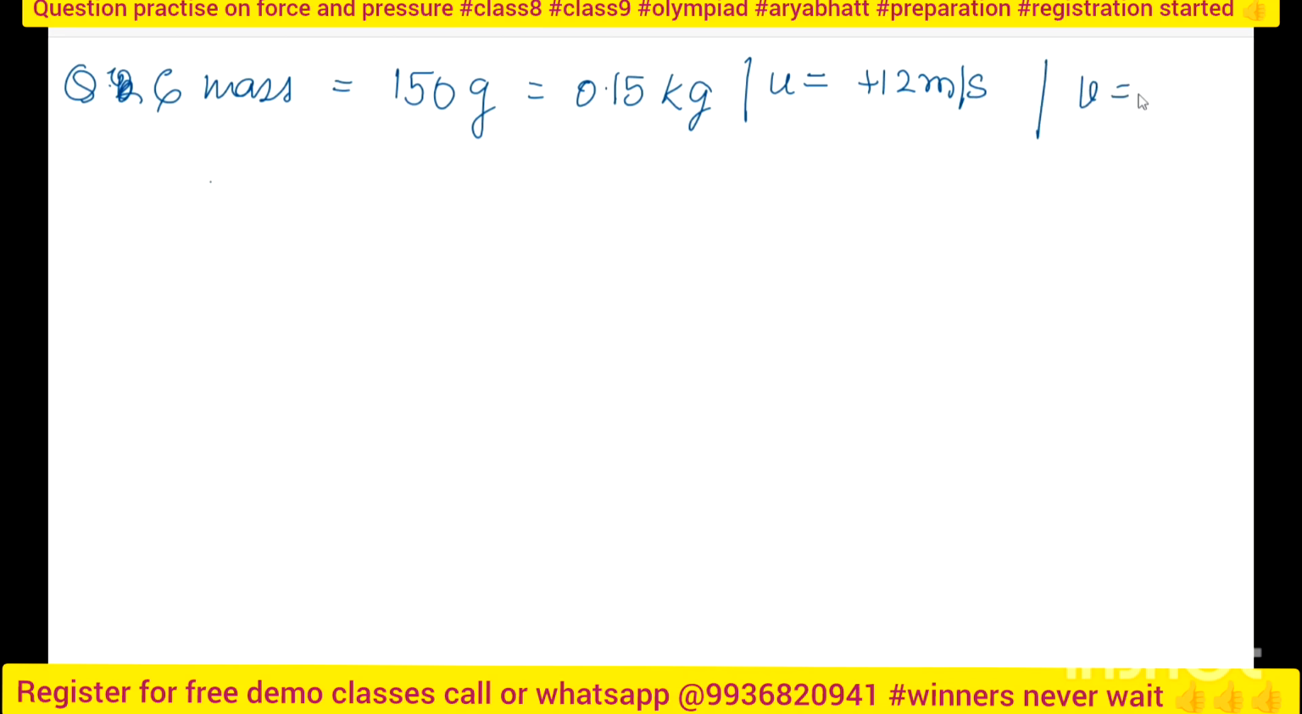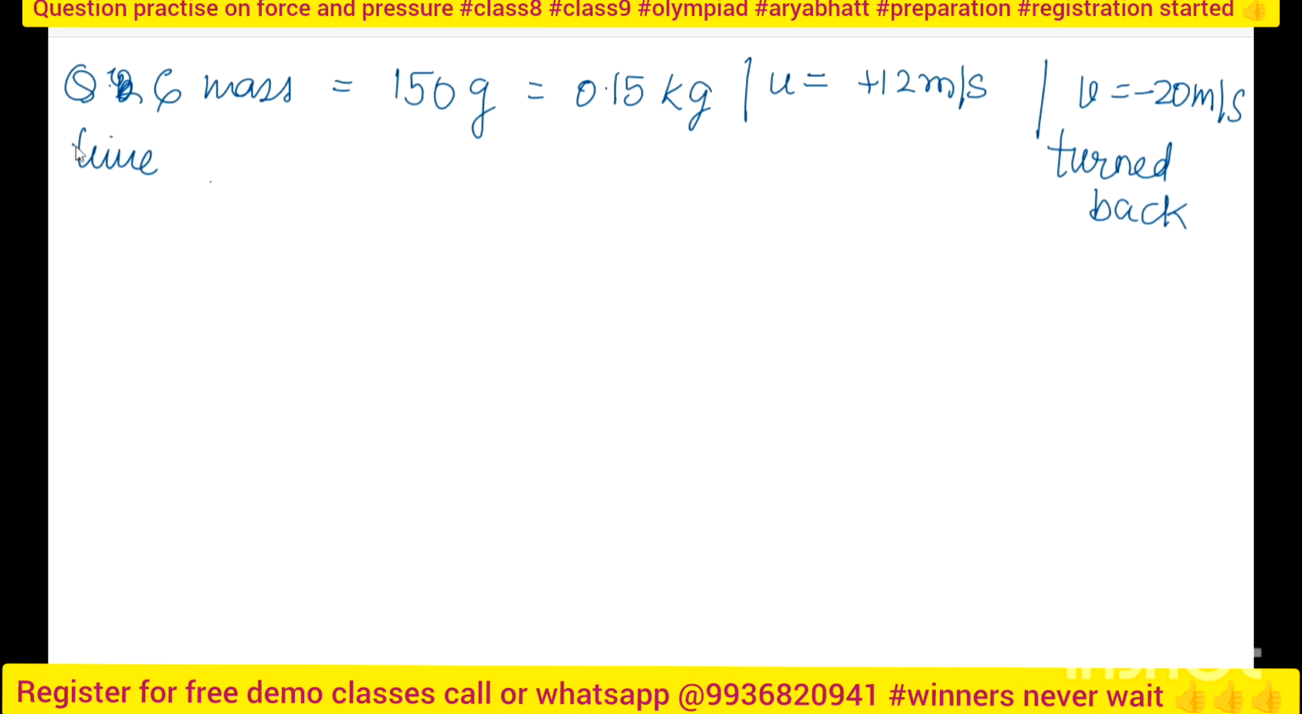Okay. See, I have to calculate what? Impulse. And I know that the mass of the ball is given as 150 grams. So it will be 0.15 kg, right? Initial velocity is u and it is given as plus 12 meter per second. But the final velocity v is minus 20 meter per second. Why? Because it is turned back, beta. It is turned back. And velocity is a vector quantity, so I will use the sign along with the mass. That's why it is negative.